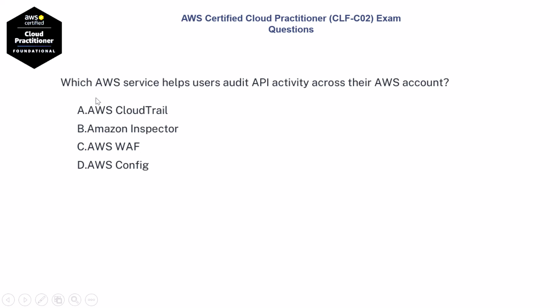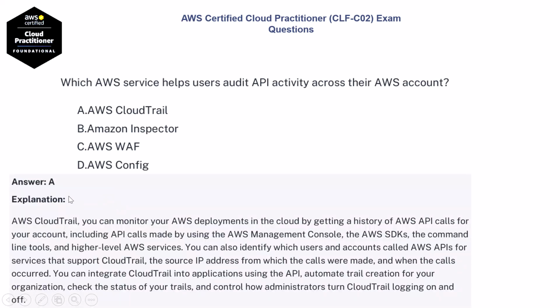Next question. Which AWS service helps users audit API activity across their AWS account? Option A, AWS CloudTrail. Option B, Amazon Inspector. Option C, AWS WAF. Option D, AWS Config. The right answer is option A, AWS CloudTrail.